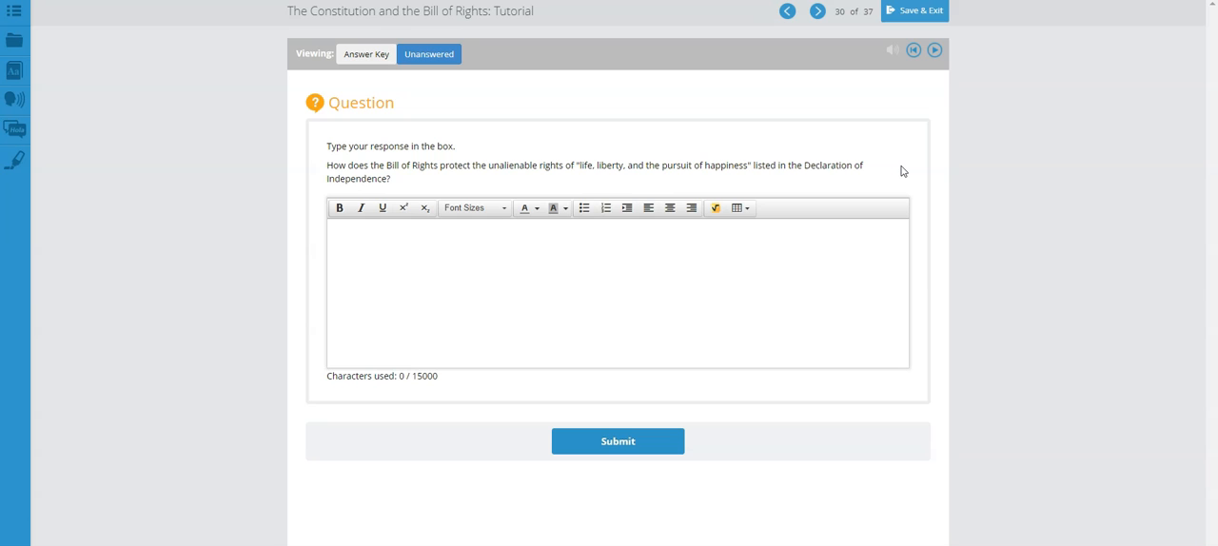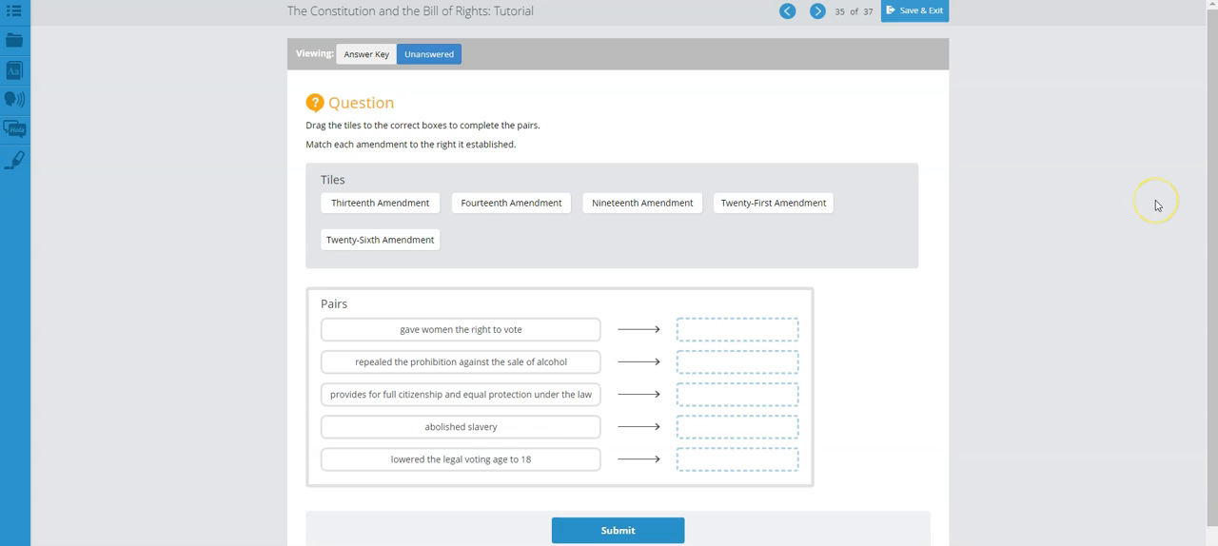How does the Bill of Rights protect life? How does it protect liberty? And how does it protect the pursuit of happiness? Finally, we're at page 35. I believe this is the last activity that you need to do here.